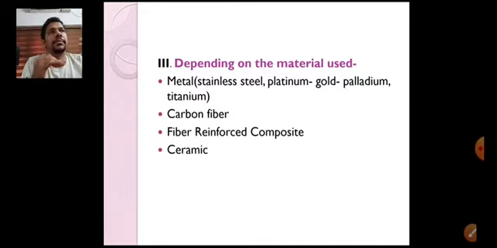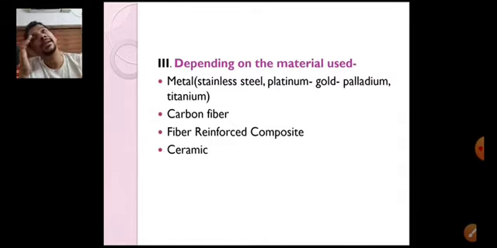What do you mean by prefabricated and custom made post and core? That I think all of you understood because it is very simple. Then we discussed about active and passive post. Those who didn't understand about active and passive post, I'll explain about it in this session in following slides. So let us continue the classification depending upon the materials used.